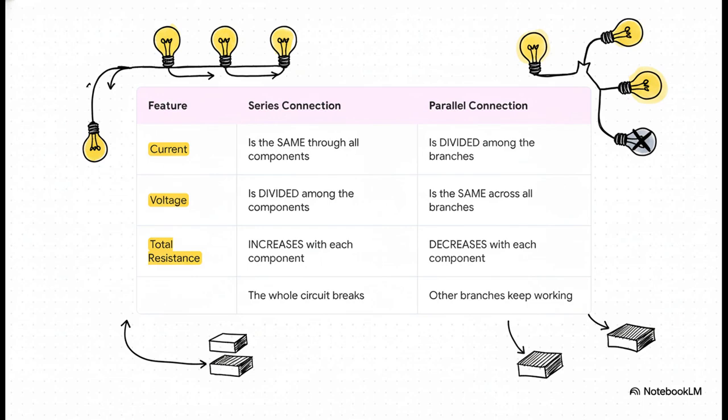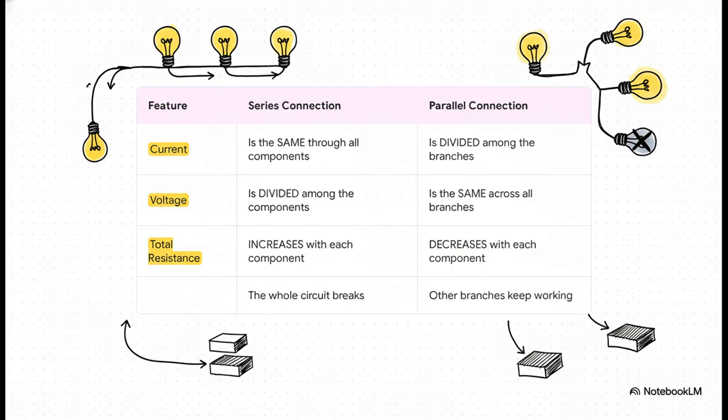So let's just walk through it. First up, the series circuit. Because there's only one path, the current is exactly the same everywhere. But the voltage, the push, gets divided up and shared between all the components. And here's the biggest problem with series circuits. If one of those bulbs burns out, the whole road is blocked. The circuit is broken, and everything goes dark.